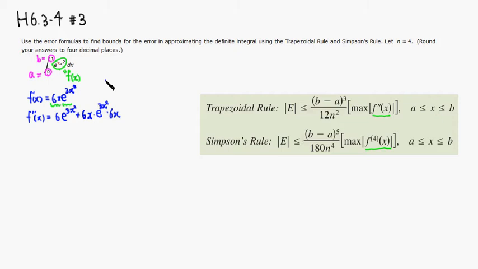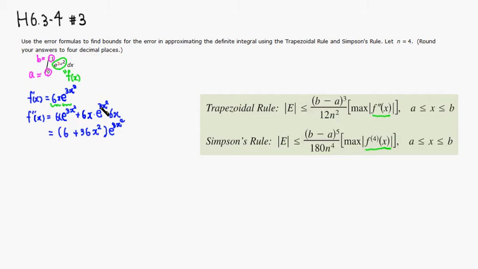So that's going to be, I'm going to put 6 here, and I'm going to pull out e to the 3x squared. Then what's left is 6 from the first term, and 6x times 6x is 36x squared from the second term.